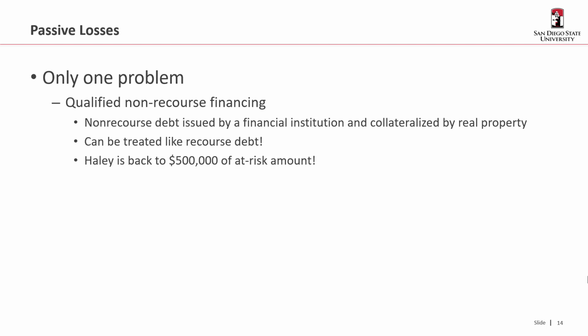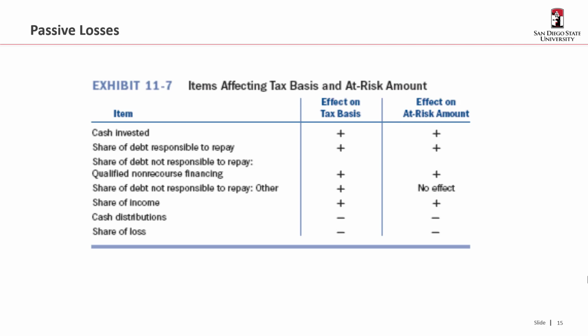So in spite of our best efforts to pare back the amount of losses that Haley can take on her business, she is actually at $500,000 of at-risk amount. Now, this is a chart. It's not in your book. It's from a different textbook, but it's really great. And what you can see is how basis and the at-risk amount are affected by different items.